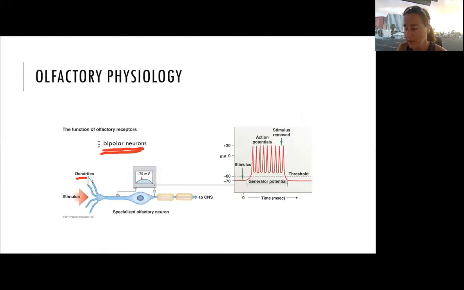They will send an action potential up to the central nervous system, and we will integrate that information, process it, and handle it and associate that with memories. Smelling the flowers is good, or smelling bathroom products is not great.